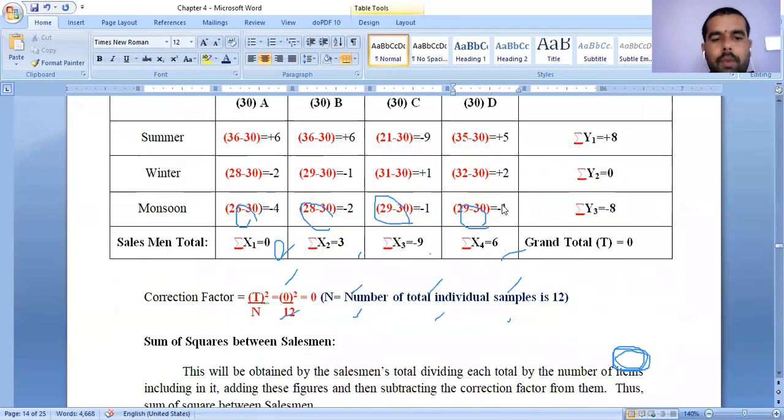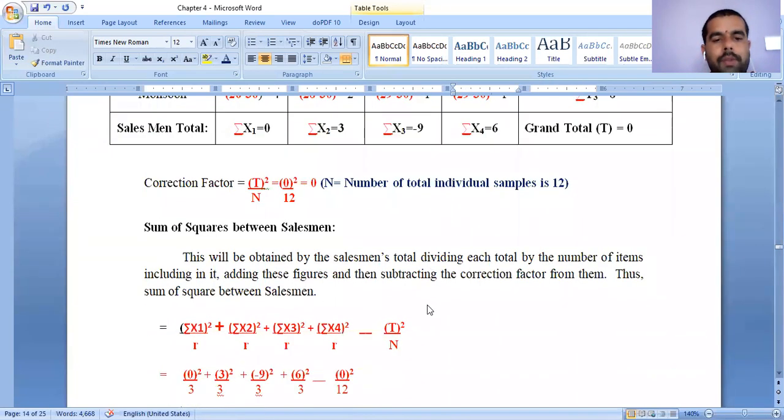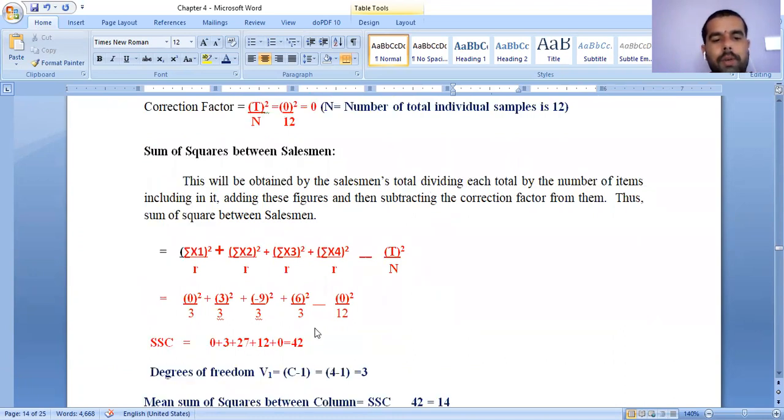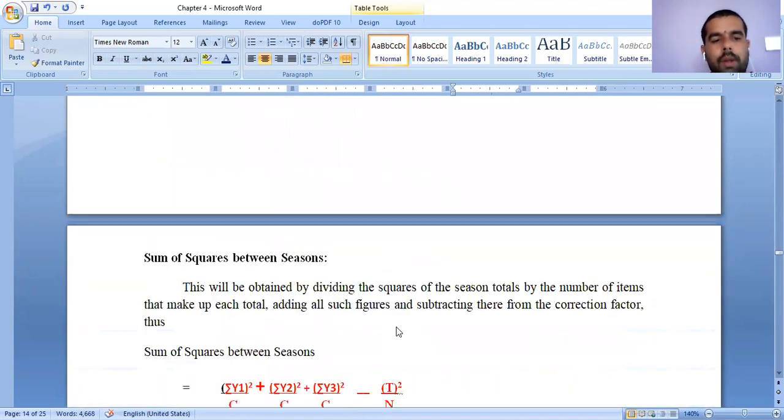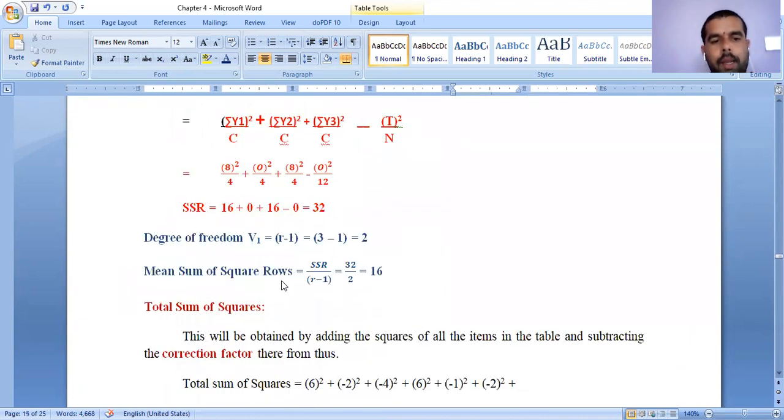The next one, you observe carefully. After getting those values, first of all, you have to go for the sum of squares, SSC, then degrees of freedom, then MSC. To get the SSC value, this is the principle; with the degrees of freedom, you will get the MSC value. After completing the upper part, that is between salesmen, go for between seasons. This is sigma y1, that is the SSR value, and this is the given principle to find it. Then you will get the MSR and degrees of freedom also.